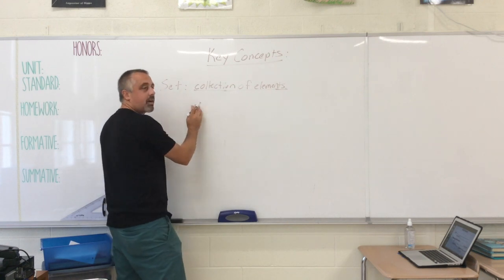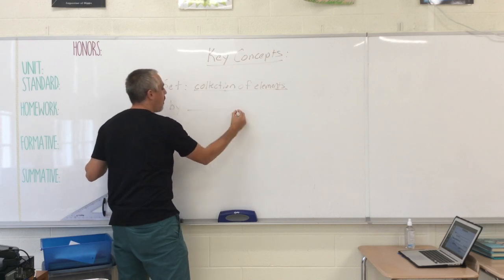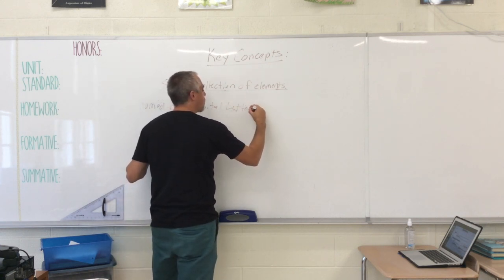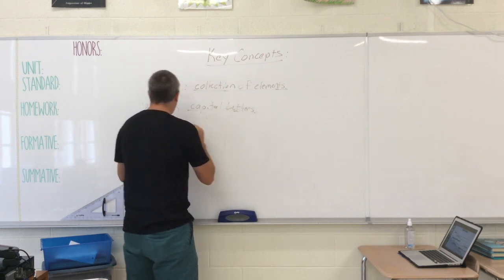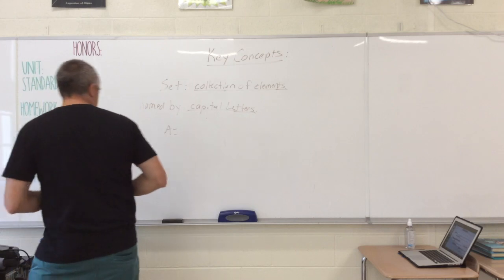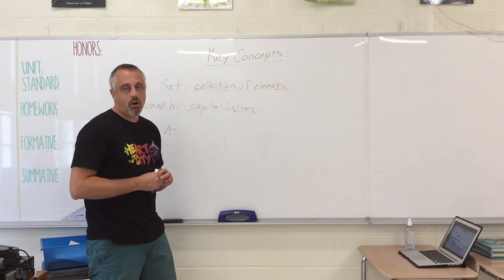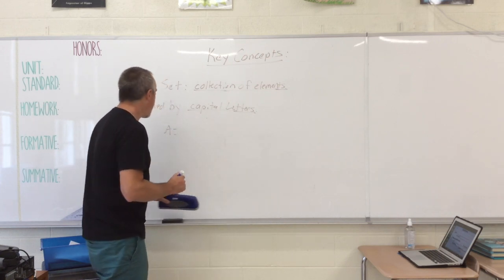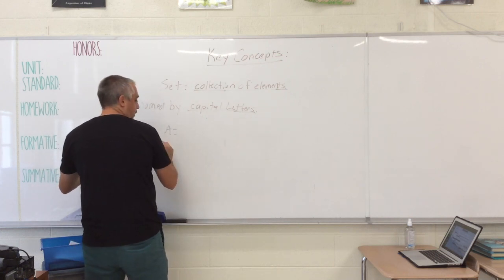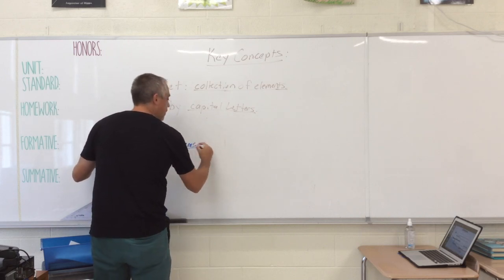It says that it is named by, and your second blank is going to be capital letters. So we're always going to choose capital letters when we're naming a set. Like I might say set A equals, for example, or whatever it may be. The things that are within your set are called your elements. So your second definition says elements or members, and those are items in the set. Your first blank there is items in the set.